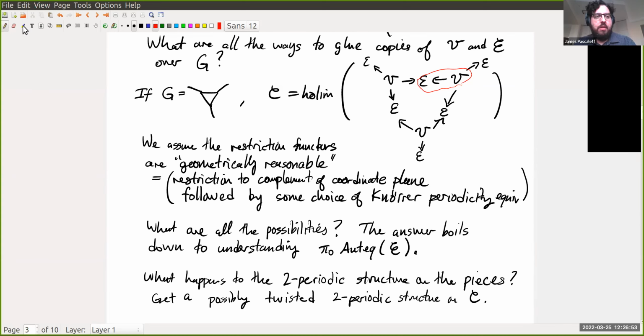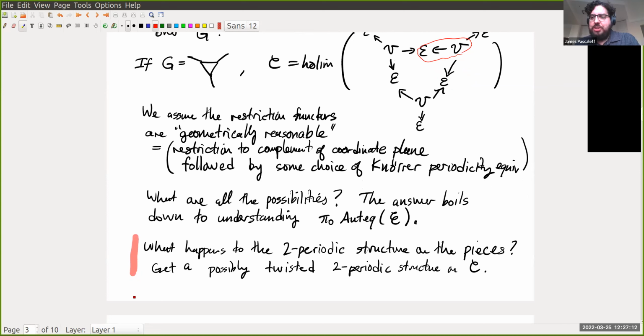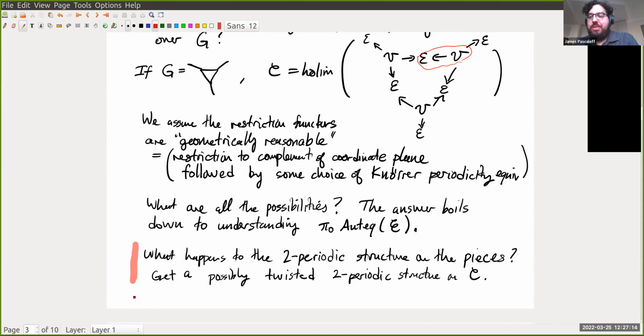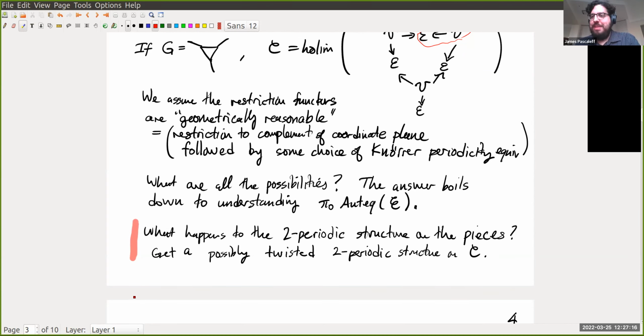I'm pointing to this thing here. So it sort of depends. You could have a diagram where all of the functors are two periodic, and then you would get a two periodic structure on the category, or you could have one where they're not two periodic, and then you get something else. Okay, and actually, it turns out all of those things are geometrically interesting. Okay, so that's kind of the new thing.